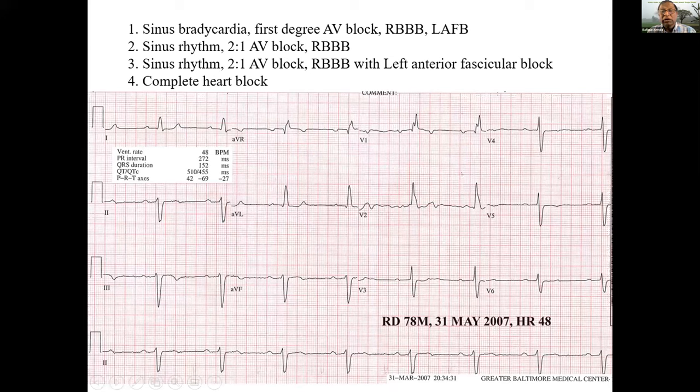So the clinical context is also very, very important. What is the presentation? I did not write down the history of this patient. I'm sure a lot of the time they will present with syncope. The other thing they present with is exertional shortness of breath.